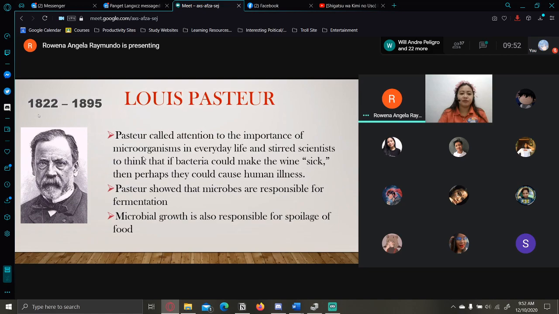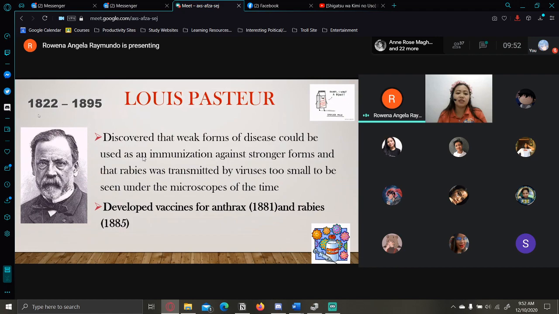He discovered that weak forms of disease could be used as an immunization against stronger forms and that rabies was transmitted by viruses too small to be seen under the microscope of the time. So during that time, na-discover niya na pwede mag-immunize. Ano yun? Pwede mag-vaccinate. Ibig sabihin, mula dun sa mga viruses na nagko-cause ng sakit, gagamitin niya yung weak form nun, so, mas mahinang form nun para i-activate ang immune system ng katawan to produce antibodies against these viruses.